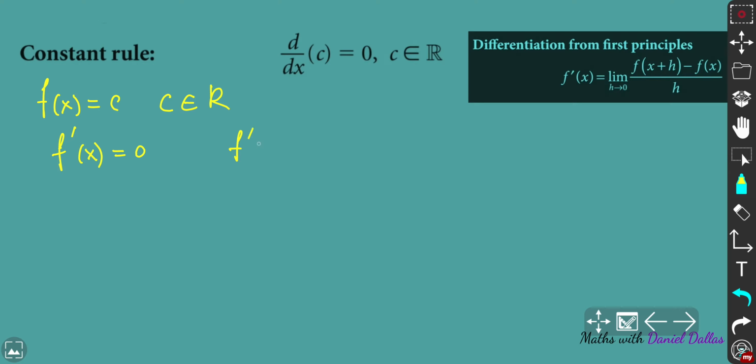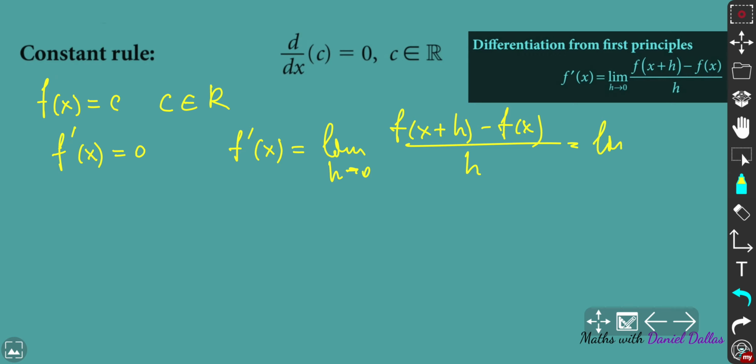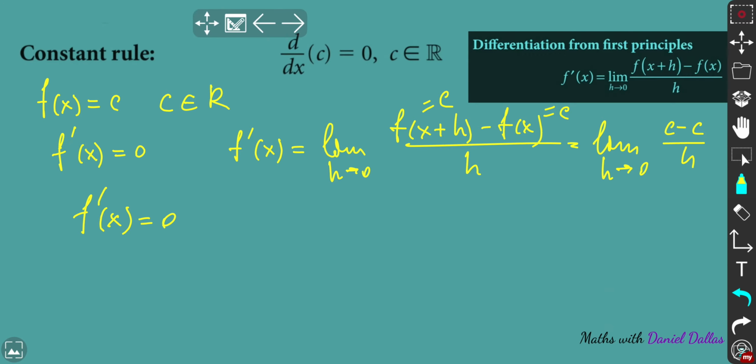I'm just going to say that f prime of x, by definition, is the limit as h gets very small of f(x plus h) minus f(x) over h. In other words, f(x plus h) and f(x) are both c. So that's why you'll simply get c minus c over h. In other words, you'll get f prime of x equals 0. Okay, so the proof is done.